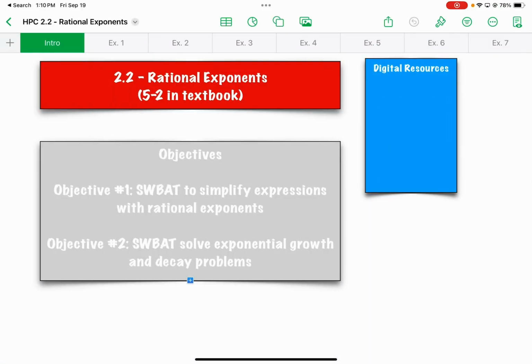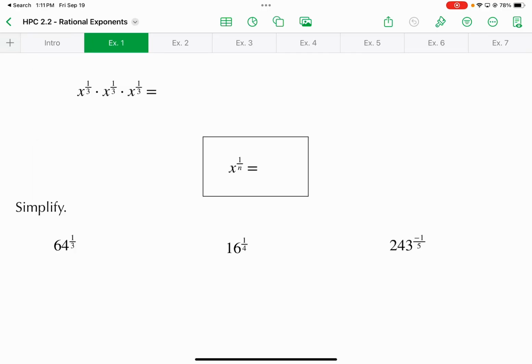Yeah, I know, right? So we're going to do rational exponents today. We talked about some basic properties of exponents, and we talked very briefly yesterday about rational exponents. So we did a little bit of stuff with rational expressions, but let's remind ourselves.